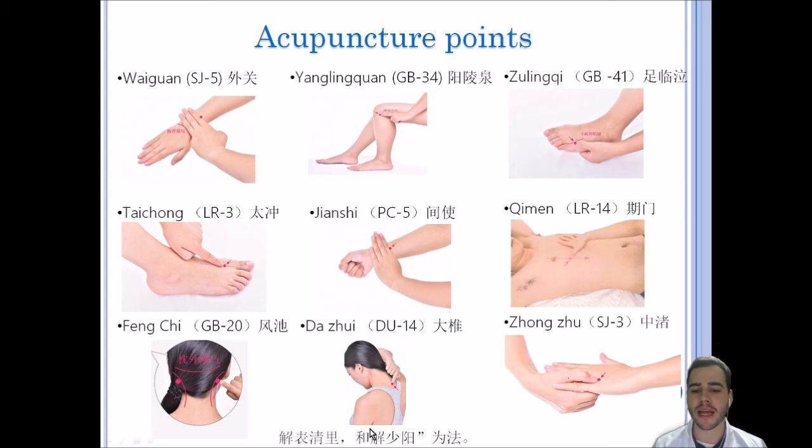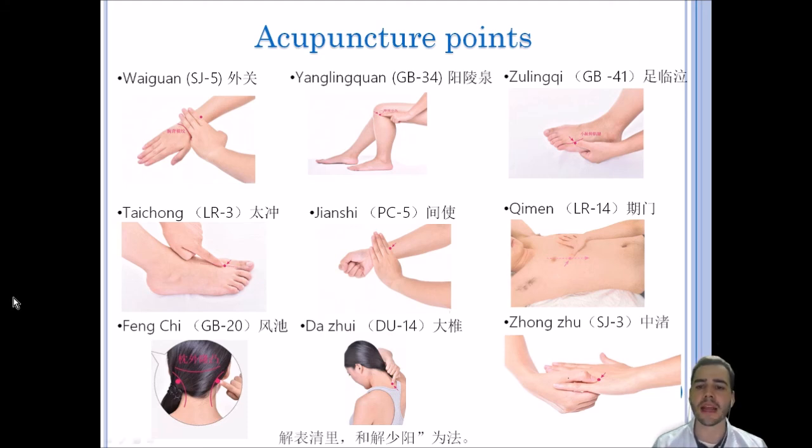How to harmonize the Shaoyang? 3 points actually. We are going to use Guanyuan, okay, Yanglingquan, and Zhongzhu. Okay, these 3 points are going to help us to harmonize the Shaoyang. Then we are going to use Suliao to expel the heat from inside, because remember, in this type of disease we have heat inside. Okay, the patient usually feels hot more than cold.